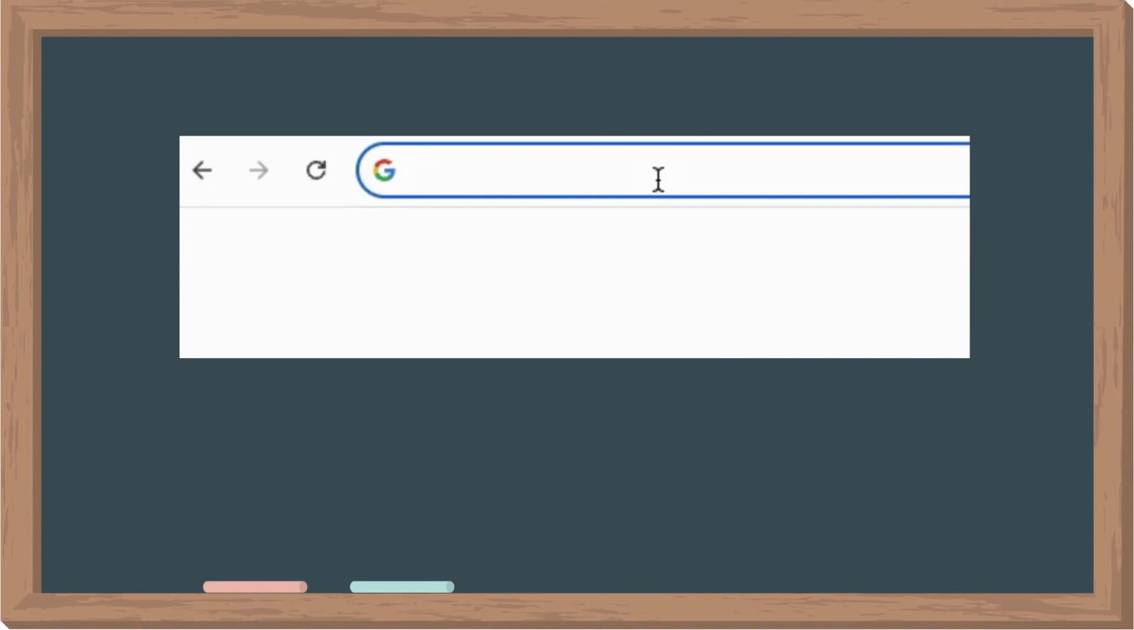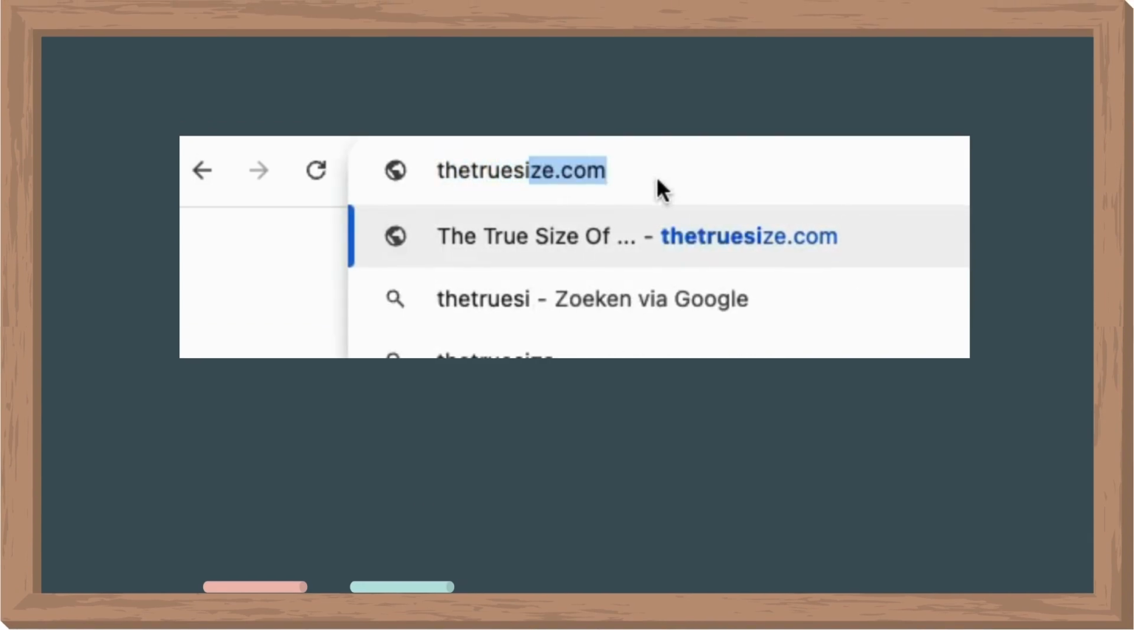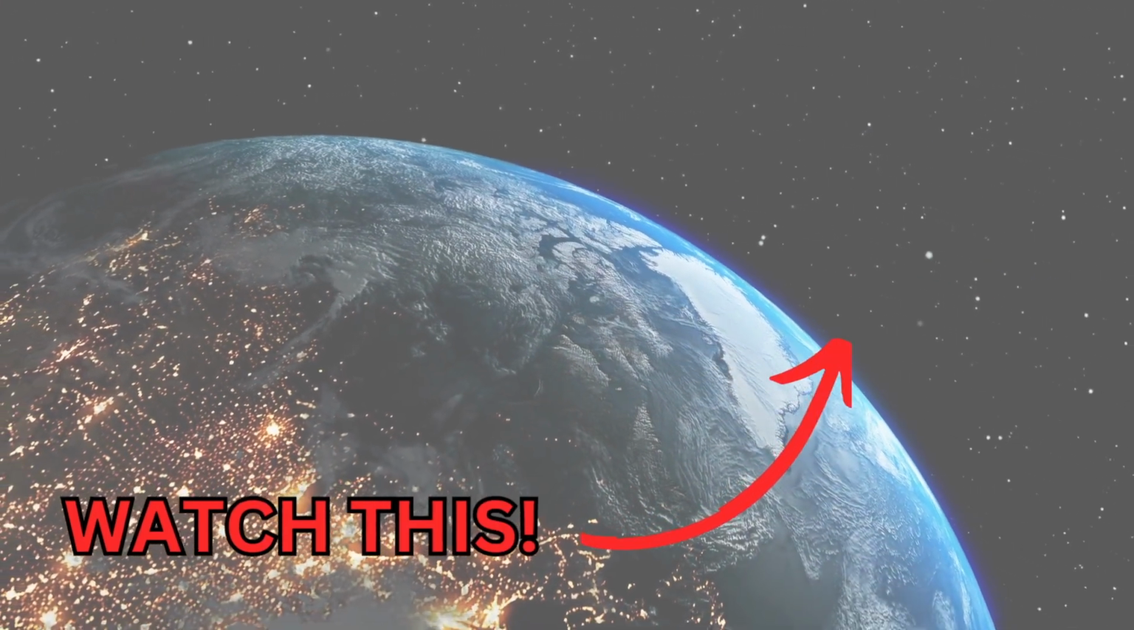If you are excited by this, you can now go and play around with it yourself. Just go to thetruesize.com and have some fun. But maybe after you found out which capital lies the closest to the equator.